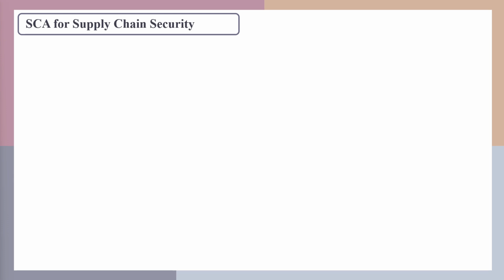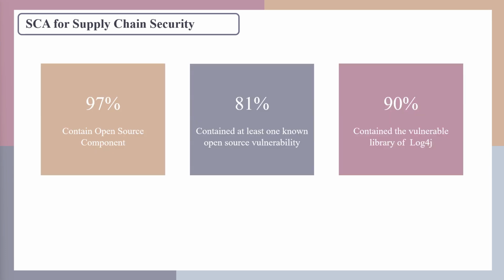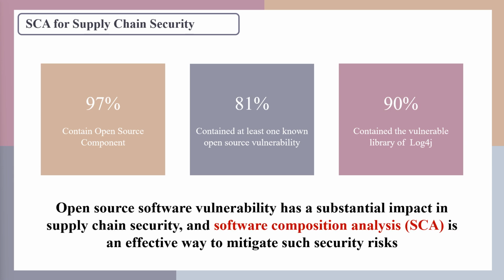Open source software plays a crucial role in software development. According to Simpson's supply chain security report, open source software vulnerability has a substantial impact on supply chain security. Employing software composition analysis techniques is an effective way to mitigate such security risks.